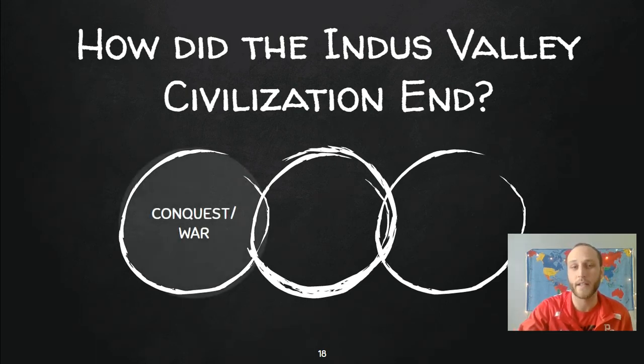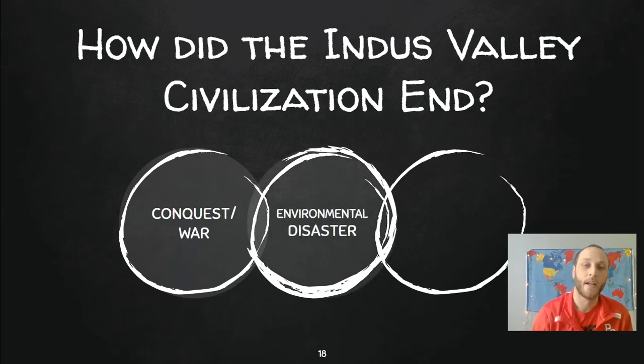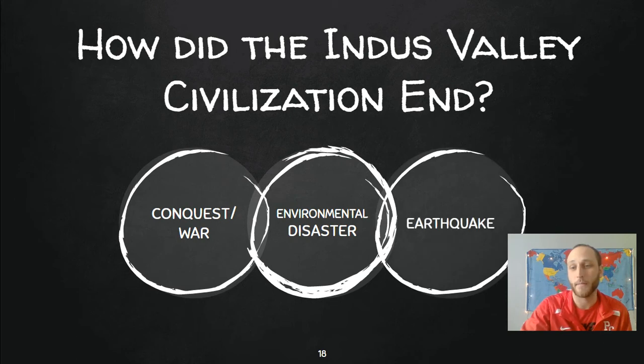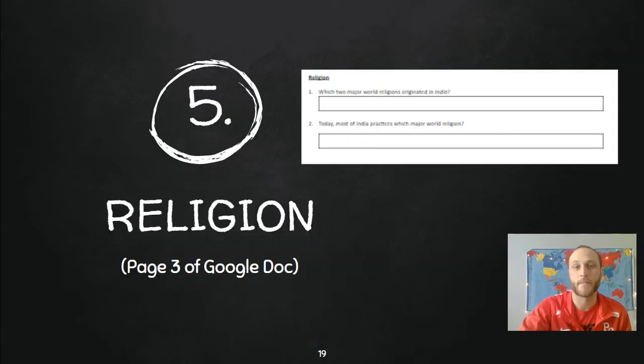One theory is that they got taken over, some conquest, some war. Remember, there wasn't much evidence of warfare or weapons, so that would make sense. Environmental disaster: if you remember, that could have been flood or drought, so maybe they had a food shortage. And finally, earthquake. That was just a random theory, but if there was a large enough earthquake to shift the river, then that might cause them to have some issues with farming.